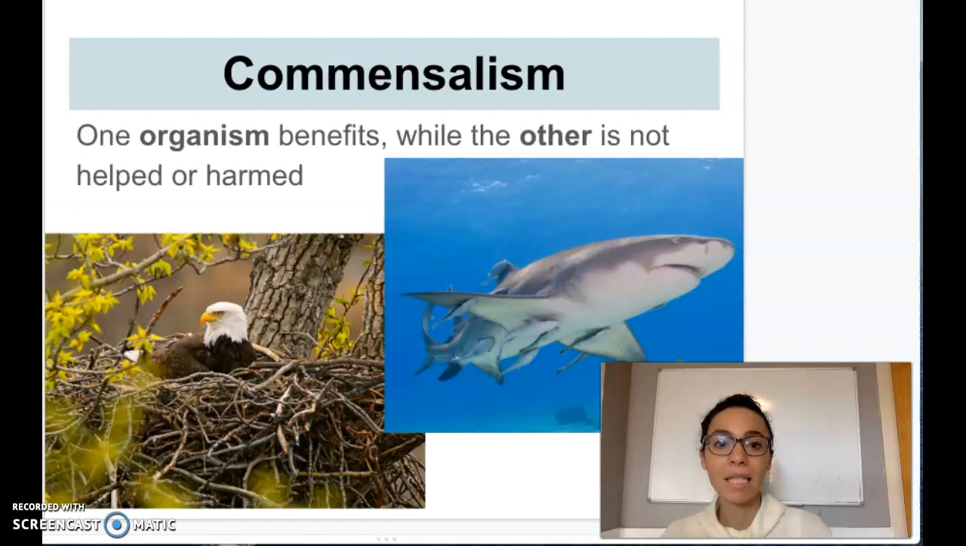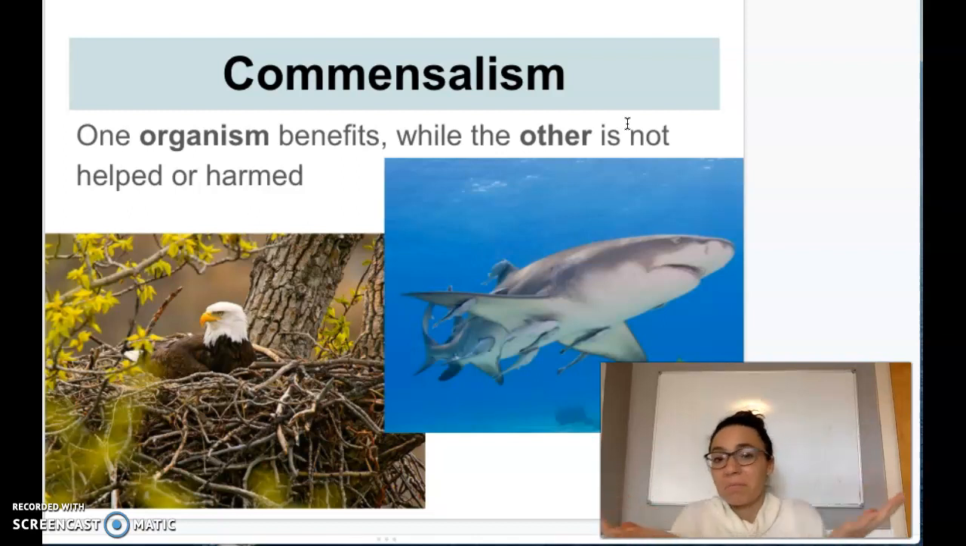Next we have commensalism. Commensalism is when one organism benefits and the other is not helped or harmed. Okay, so the other one, it doesn't matter, it's not affected. So for example, this eagle made a nest in a tree. So the eagle benefits because it has a home, a place to lay its eggs, but the tree is not harmed, it's not helped, it's not affected. Okay, so the bird benefits and the tree is not affected.